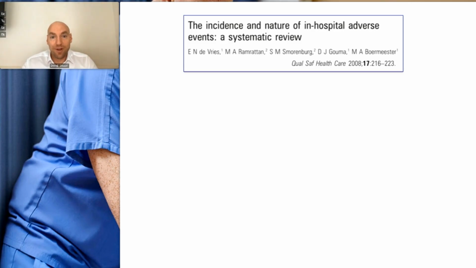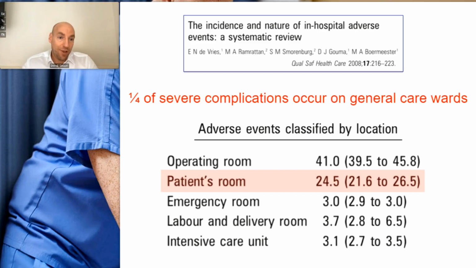And if you then look at in-hospital adverse events and where those events take place, you can see that about a quarter of the severe complications occur on general care wards. So the patient's room that is often conceived as a safe place is not at all safe. It's a place where many, many complications occur.